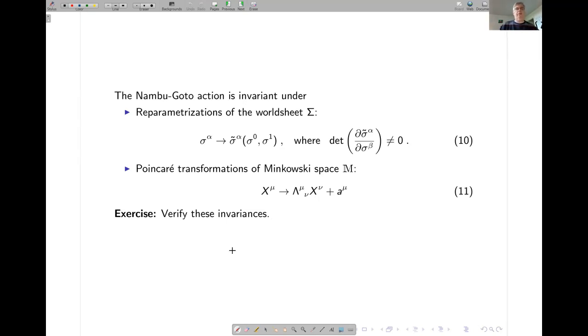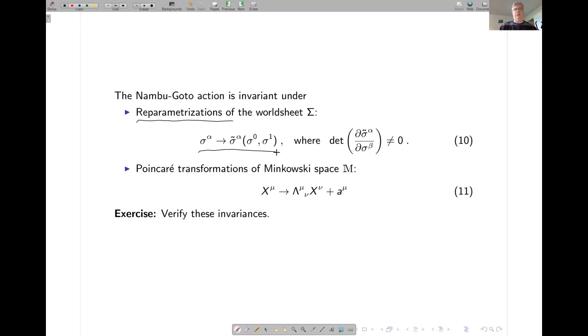We note what invariance properties it has. First, and very importantly, it is invariant under reparametrization. This is, of course, important because the area of a surface should not depend on how we label the points on it. Now, these reparametrizations are genuine maps from two variables to two other variables. I've stressed this here in formula number 10. So each of the new coordinates sigma tilde alpha can depend on both the old coordinates. In order to make this a valid reparametrization, the map between old and new coordinates must be invertible.